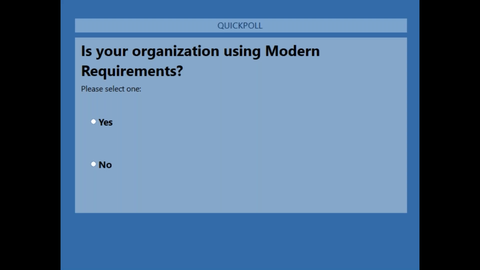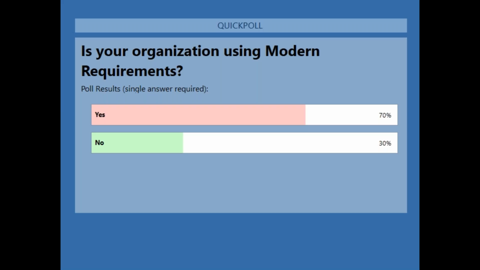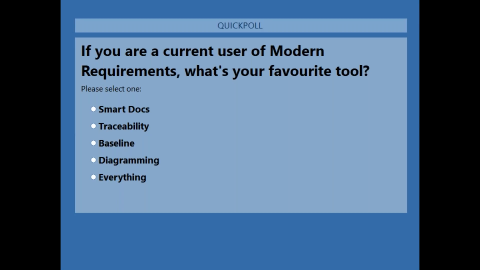Okay, there we go. So the question is, is your organization using Modern Requirements? That's either a yes or a no. Okay, I see results coming in. Looks like we have about 70% current clients who are using Modern Requirements, and then we have about 30% who are new, so welcome. And then let's go to the next question. Maybe I can share the results as well. Okay, so next question, last question here.